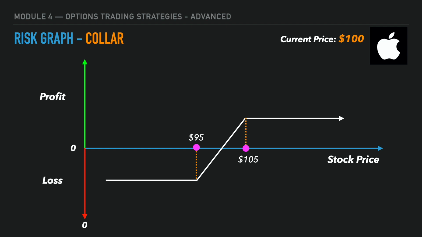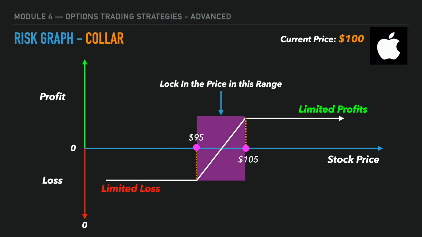Because it's a zero-cost trade, the premium you pay for a put option is already offset with the premium you earn from your call option, so there's no break-even price for this collar trade. Both your profit and loss will be limited. So basically, you use this collar trade to lock in your Apple stock position in this price range.